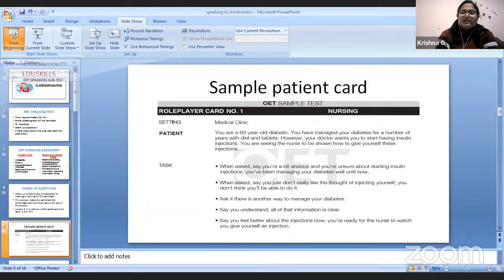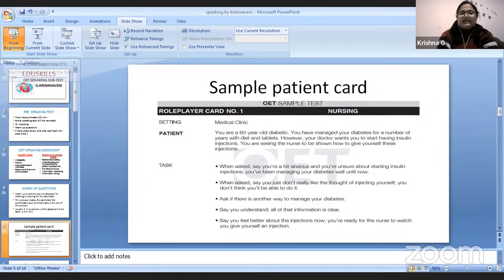So from there, even if you don't know the role play or anything about the disease condition, you will get something from that bracket. Something has been given in that. So from that you can create information and start to talk in the role play card. Then the second task for the nurse is to explore reasons for the patient's anxiety.